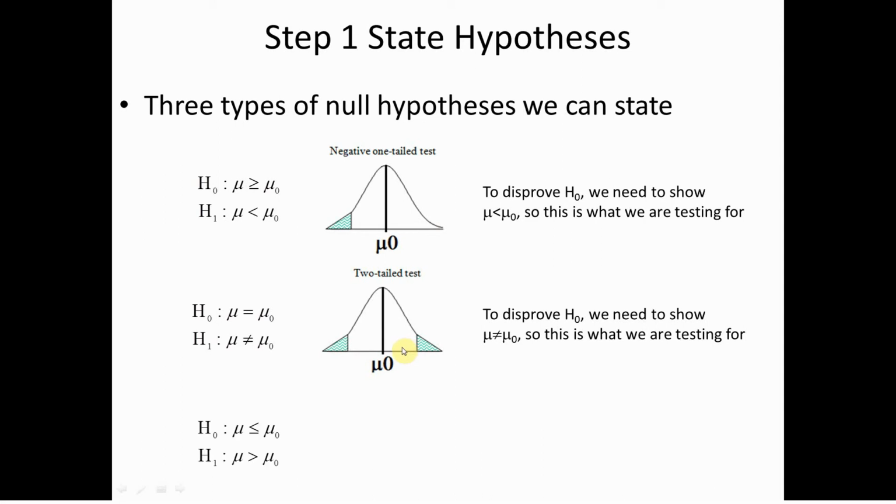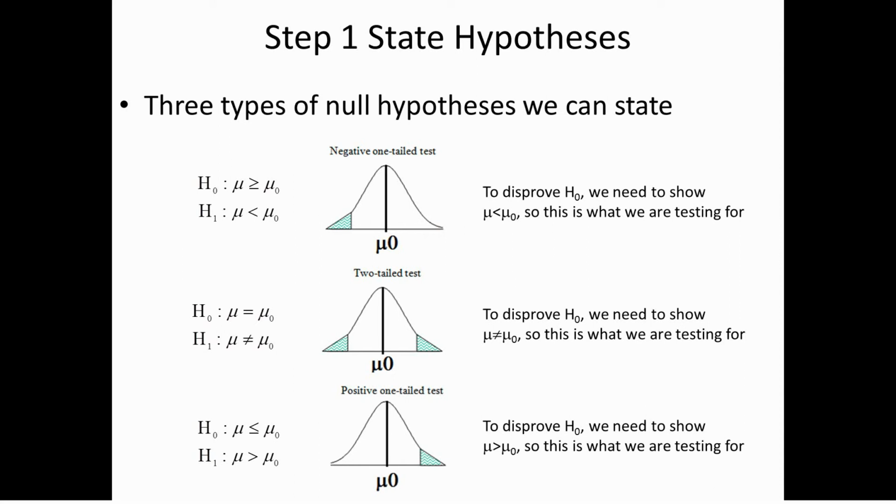And of course, last we can have a test where we're trying to prove that the mean is less than some value. And to disprove that, we have to prove that mu is greater than that value. So we're testing to see if the value is a lot larger than mu naught. And this is called a right-tailed or a positive one-tailed test. So these are the ways that we're going to prove these different hypotheses. We're going to see how this works out in the framework of the methodology.